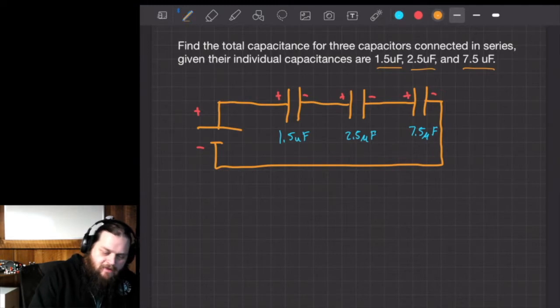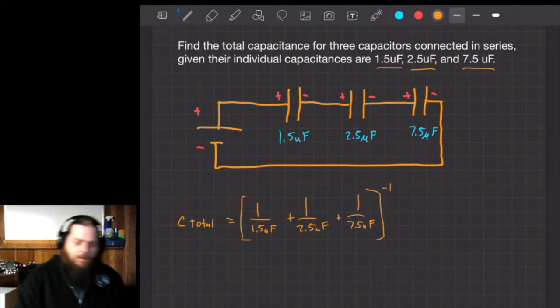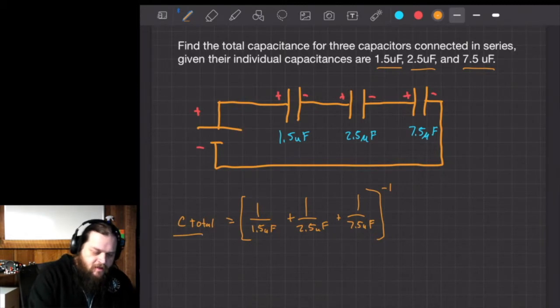So we can add up those capacitances. So the total capacitance there is going to equal 1 over 1.5 uF plus 1 over 2.5 uF plus 1 over 7.5 uF. I'm going to take that whole sum to the negative 1 power. We're just inverting it, finding the reciprocal of it, basically. And that'll tell us the total capacitance. Right? So let's do that.